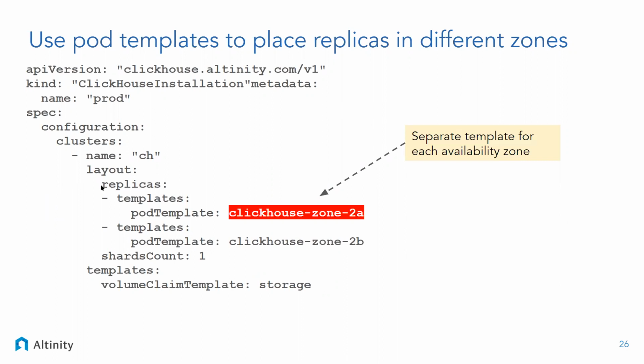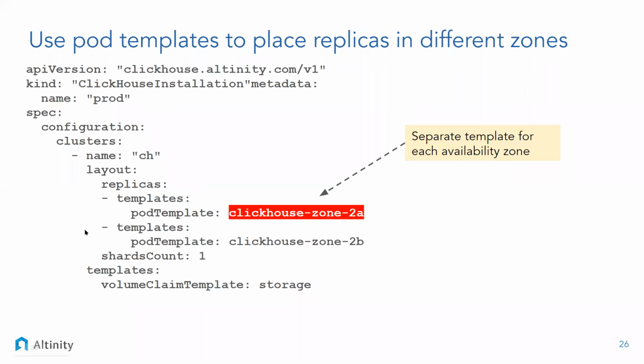Previously I had a replica count. I just said 2, and they would just use whatever pod template was there. In this case, what I do now is give a list and say, here are your templates. First item in the list, you don't have to name them or anything like that, is going to use a pod template that's called Zone 2A. The next one is going to use one that's called Zone 2B. So what that means is I've got 2 replicas. The operator can count, and when it starts the first replica, it'll use the first template, and so on and so forth. You can have as many as you like.